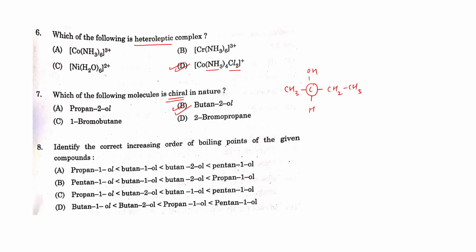In this case, again, what you have to remember is branching is inversely proportional to boiling point. So as branching increases, boiling point decreases. So that means normal structures are going to have the highest boiling point. So pentan-1-ol and butan-1-ol. So OH group is present on first carbon. So these two are going to have the highest boiling point. So option C is correct.